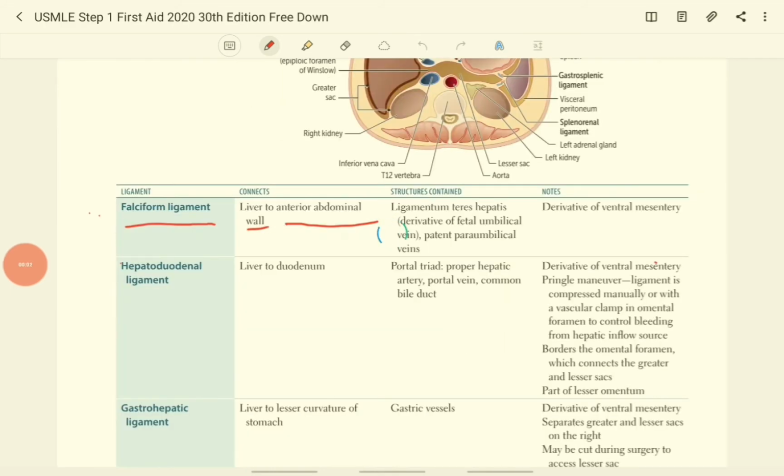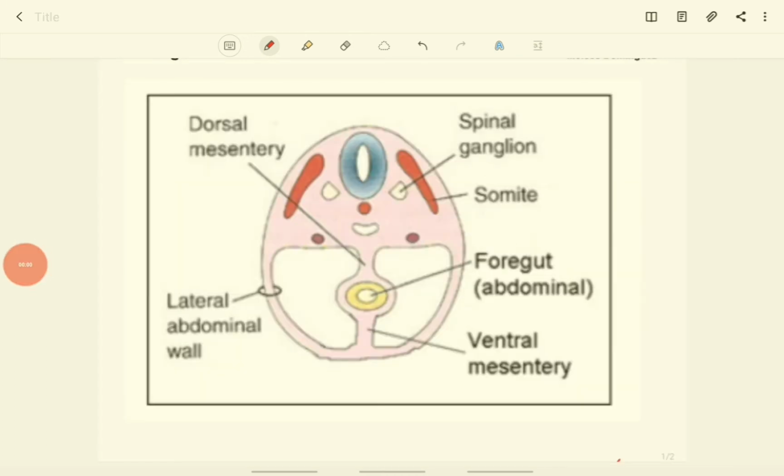As we see from the image, the ligamentum teres hepatis is the derivative of the umbilical vein, and another content, the patent paraumbilical vein, is also associated with the falciform ligament. They are derivatives of the ventral mesentery. So what is the ventral mesentery? This is the ventral mesentery over here. These connect the internal organs or abdominal cavity organs to the anterior abdominal wall.